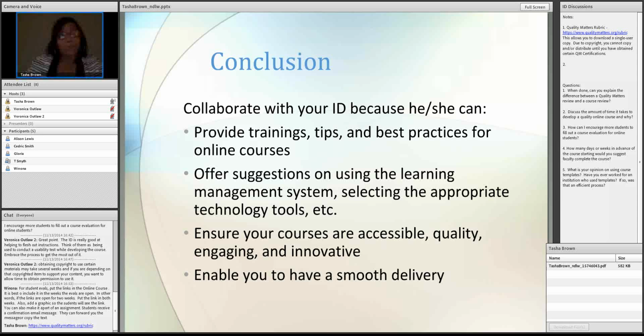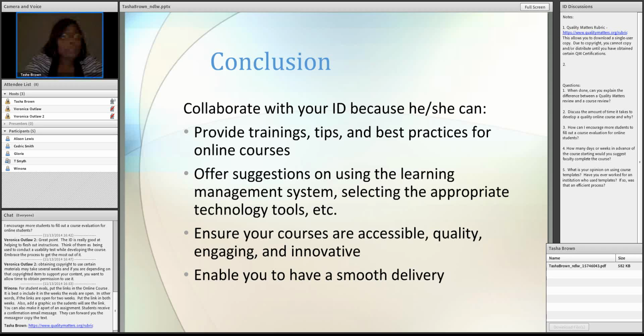So as I conclude this presentation, some of the things we talked about: collaborate with your instructional designer. That person is going to be your go-to person, your right-hand man, because he or she can provide training, the tips, the resources, the best practices that you may not be aware of because you're not necessarily in the field every day. You're the subject matter expert if you're a nursing faculty member, or restaurant management or education or engineering. That's your subject area. So rely on your instructional designer to help you design a quality course.